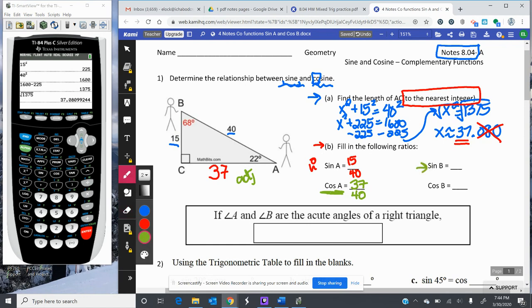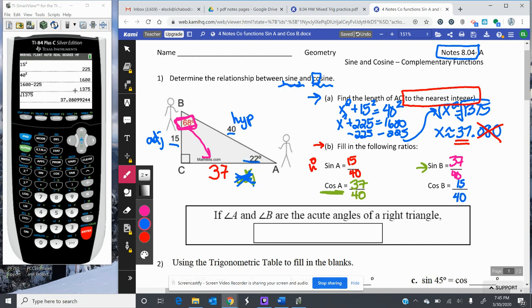So sine of B, which is our 68-degree angle, okay? Its opposite side would be 37, and its hypotenuse is still 40. Now cosine from B is the adjacent over the hypotenuse. So again, this isn't our adjacent anymore, that's when we were looking at A. Our adjacent is 15, our hypotenuse is 40.